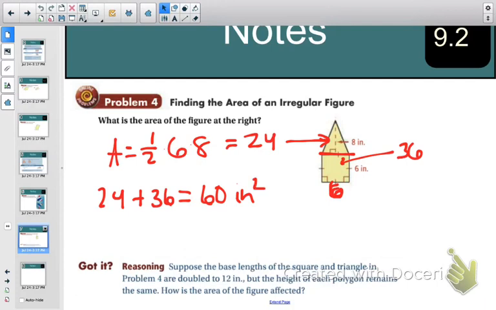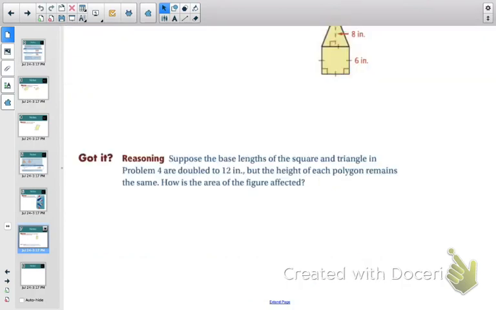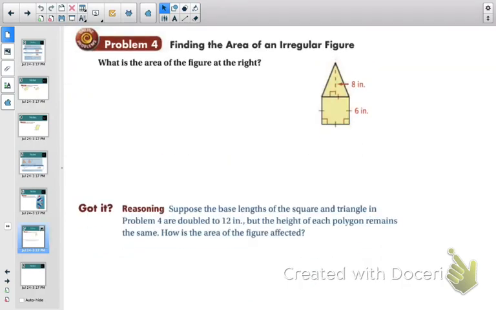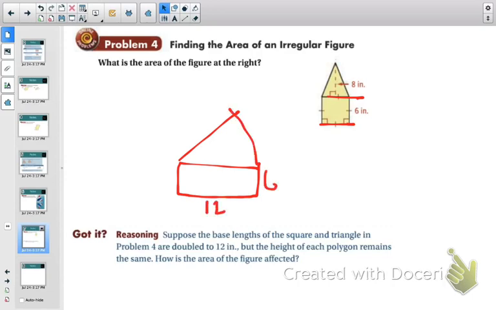Okay, and then the next it says, suppose that the base lengths of the square and the triangle were doubled to 12 inches, but the height were not, so the height remains the same. How is the area affected? So basically, your new figure, these two are changing to 12. So it's now no longer a square, it's a rectangle, but it's 12 by 6, and then, oops, this is still 8 here. Heights haven't changed. So then the area, basically, so it was 60, keep that in mind.